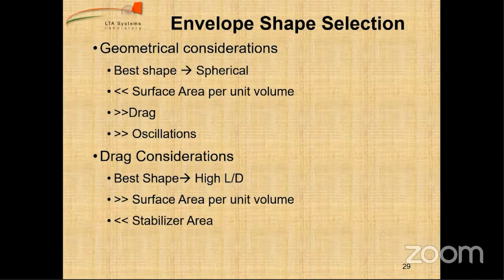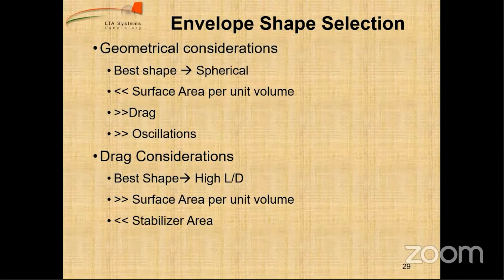Why does it need less stabilizer area? Because the stabilizer means the fins here. In the case of a higher L by D shape, we will have enough moment arm, so we will require less stabilizer area. Less stabilizer area means less tail weight. So on one hand, we will have the higher surface area of the envelope. On the other hand, less stabilizer area means less tail weight.